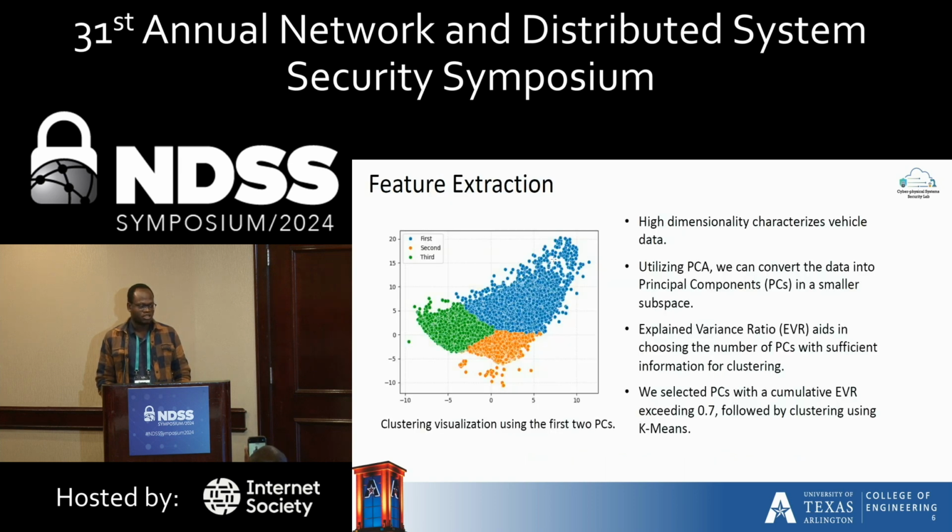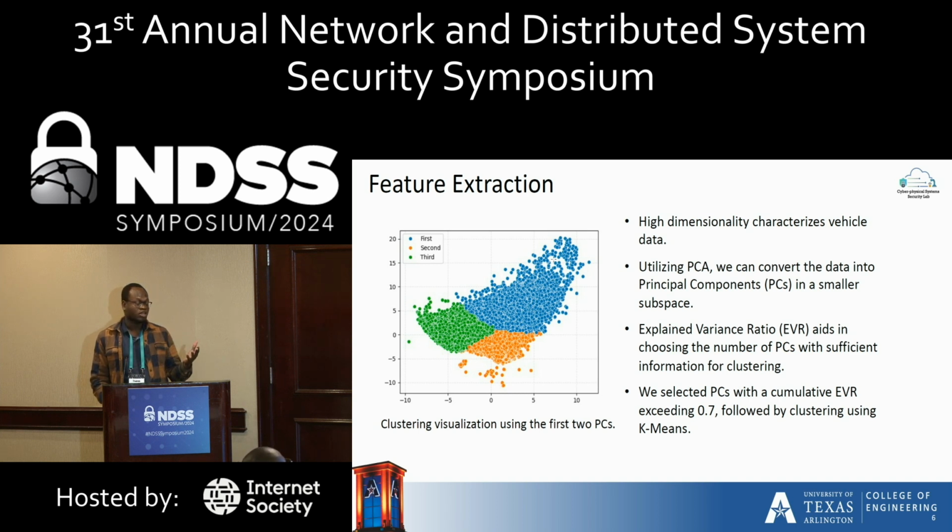And first is the feature extraction. Because vehicular data is highly high dimensional, one of the data sets we used had about 51 features. And so it is important for us to be able to reduce this feature space to extract the very important features we need for our classification. And what we chose to use was principal component analysis, PCA, which helps to convert the data into PCs in a smaller subspace. And then the problem comes in: how many principal components do you need to use for clustering and all?